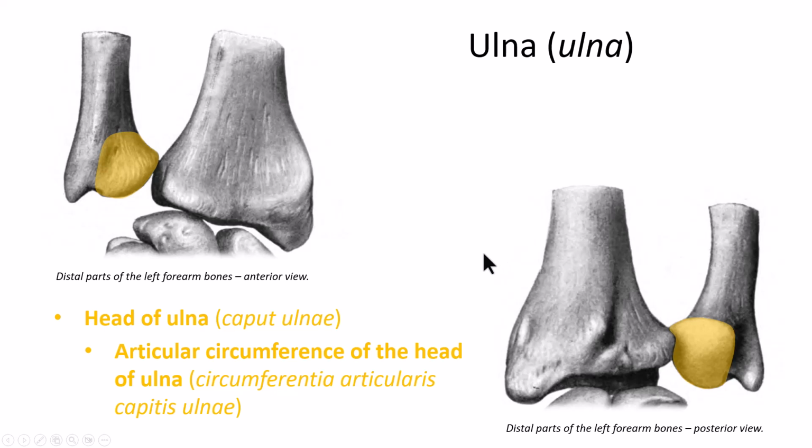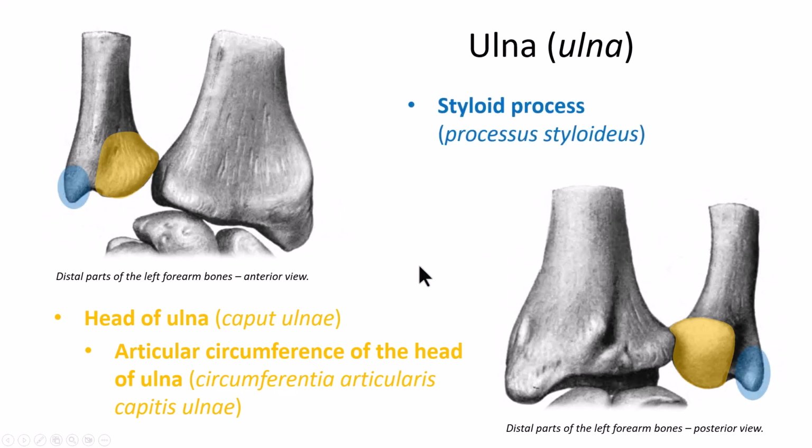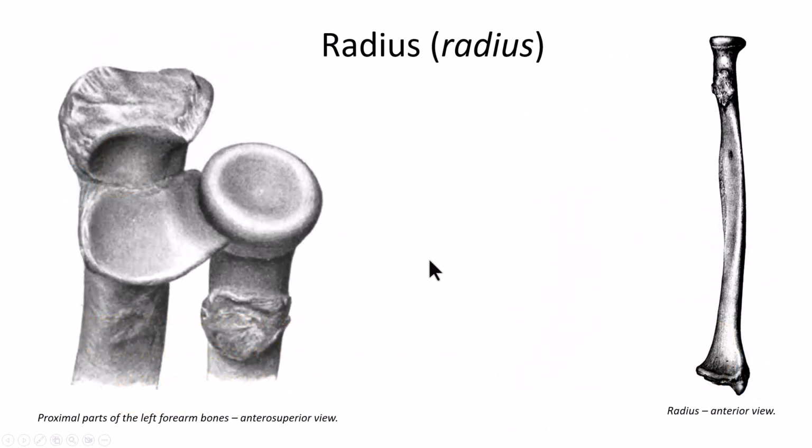Medially, within the distal part of the discussed bone, there is the styloid process, processus styloideus, marked in blue. This is also a structure that can be easily palpated. The second forearm bone is the aforementioned radius.